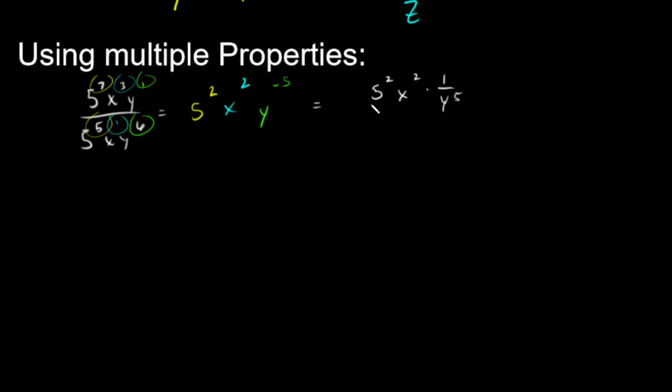Notice, 5 squared is over 1, x squared is over 1. They don't have denominators, so the denominators are 1. And this has a numerator of 1 and a denominator of y to the 5th, right? So remember, when you're multiplying fractions together, you multiply straight across. All of these numerators multiply together and all of these denominators multiply together. And you get 5 squared, x squared, and then the times 1 does not do anything. And then 1 times y to the 5th is just y to the 5th in the denominator.